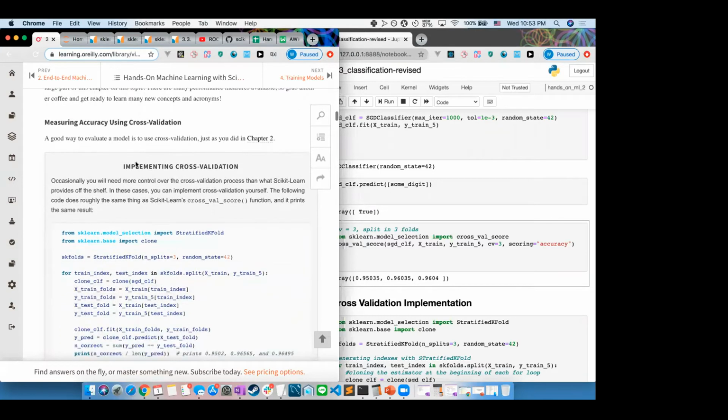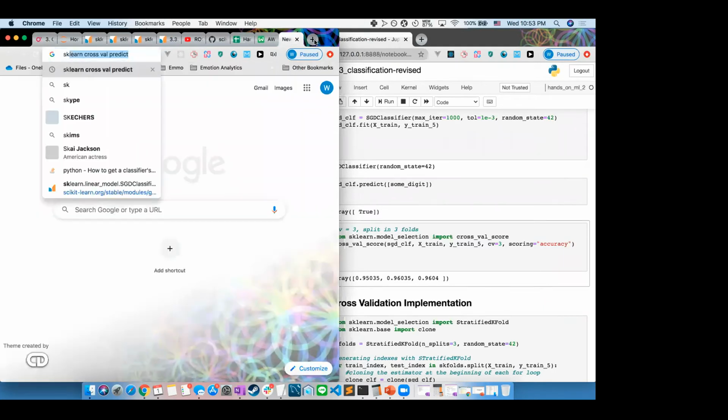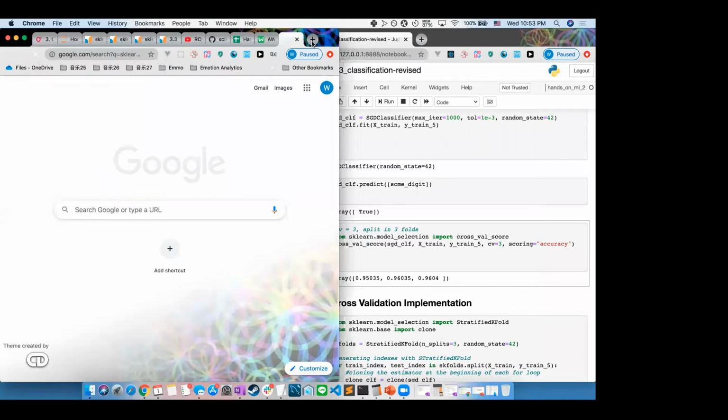A good way to evaluate a model is to use cross-validation. This is probably the second time we're coming across this huge concept, cross-validation. We already did that in chapter 2. If you don't know what that is, I would encourage you to go back to chapter 2 or read more on sklearn cross-validation.